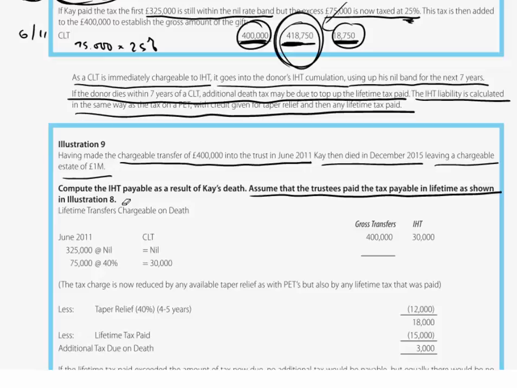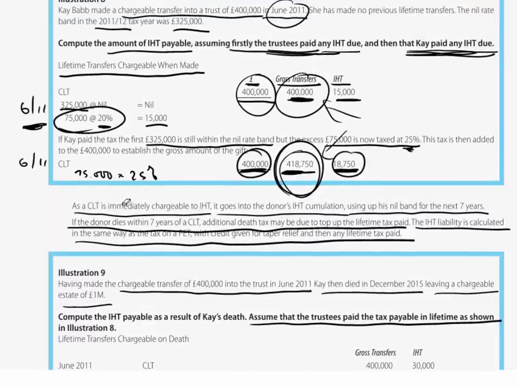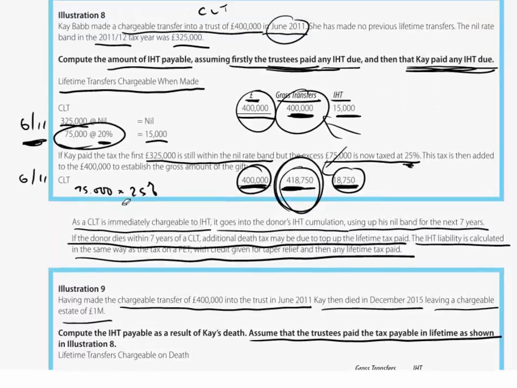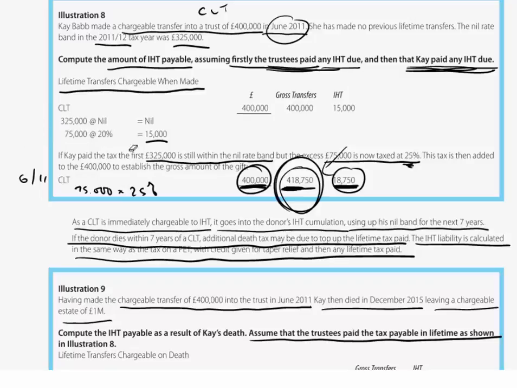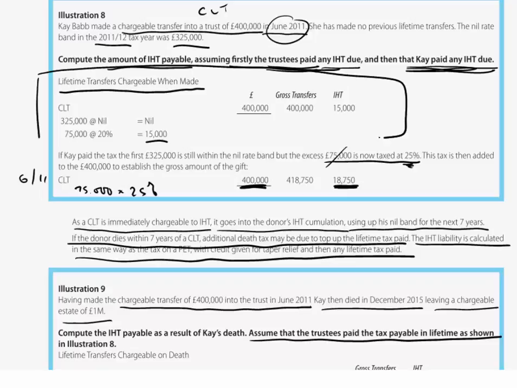Right. Lifetime transfers chargeable on death. We've already done the lifetime transfers chargeable when made. If I take you back to that, where it was a gross transfer, let's just get rid of all of those lines there, those notes, there we go. It was that working that would be relevant. Lifetime transfers chargeable when made. That would be the first computation you'd prepare.